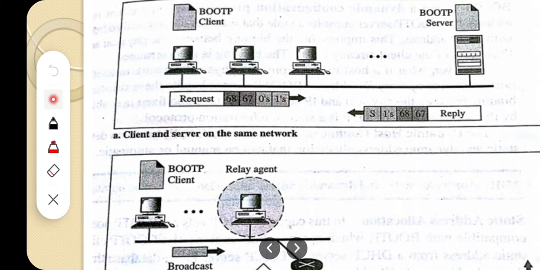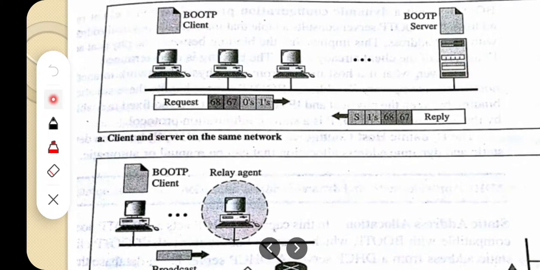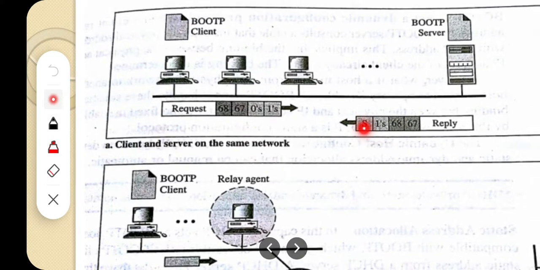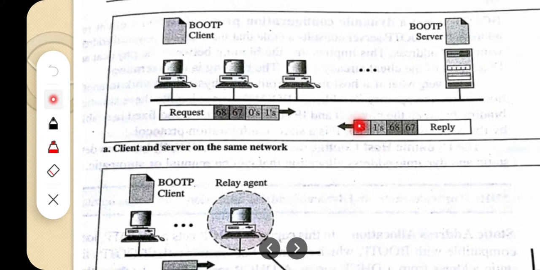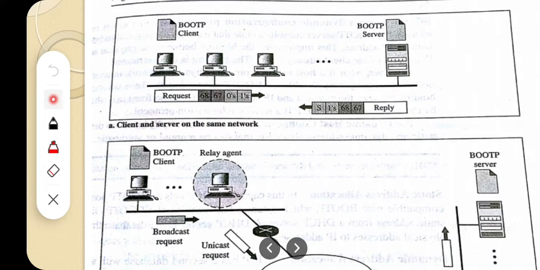Okay, this is a UDP packet and this UDP packet is again encapsulated in an IP packet. So such a packet containing the source address as 0 and the destination address as 1 is sent to the Bootp server. Okay, so this Bootp server will accept this request and reply with the address of the source machine, the IP address of the source. Have you written S here? This S means the address of the source machine. Okay, so how are they creating the request?